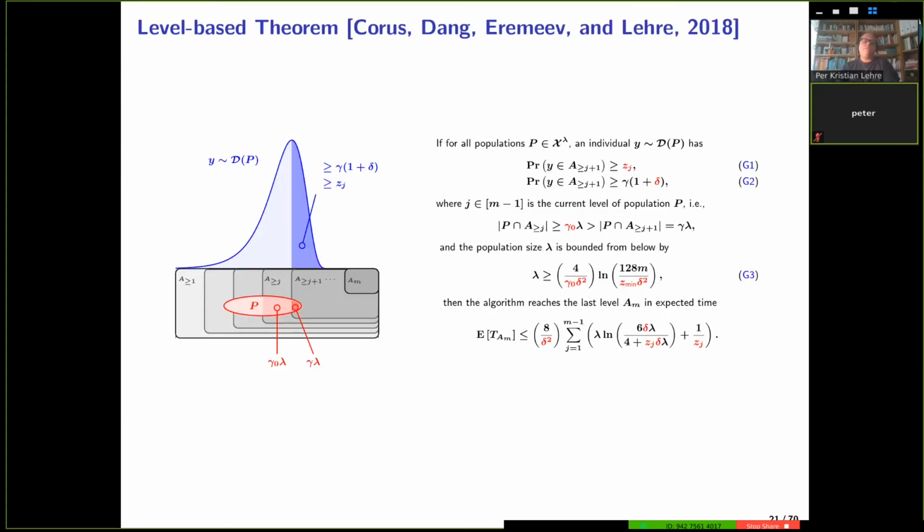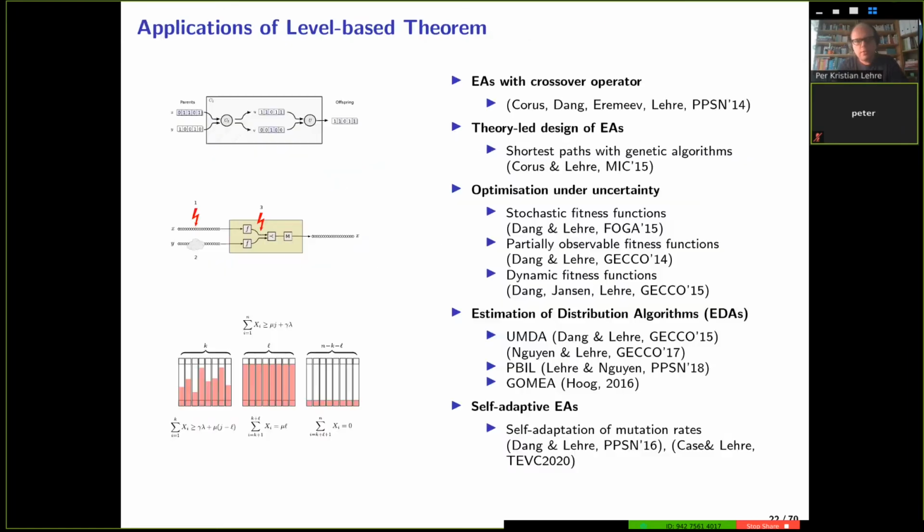Okay, so this is a very general theorem that you can apply for many different algorithms and for many different settings. It was used to analyze evolutionary algorithms with crossover operators. Earlier it was quite tricky to analyze such algorithms, but using this technique it's in some settings fairly straightforward.